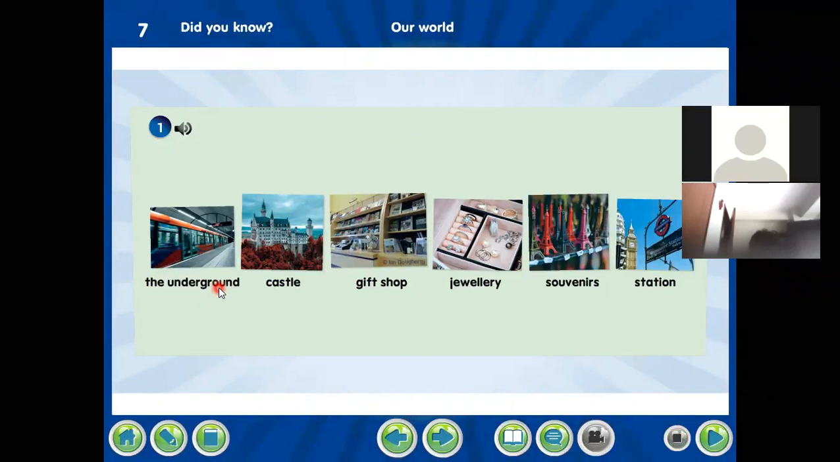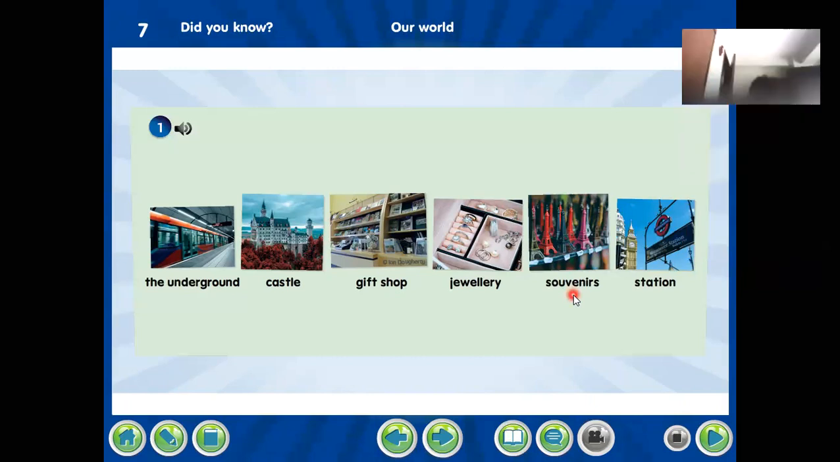Castle. Gift shop. Jewelry. Souvenirs. Station. Good, my friends.